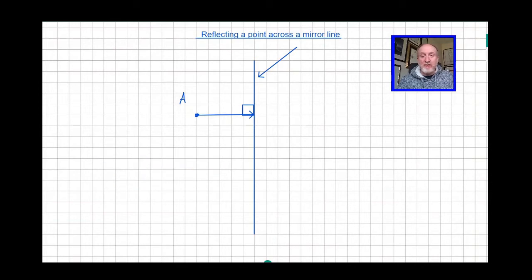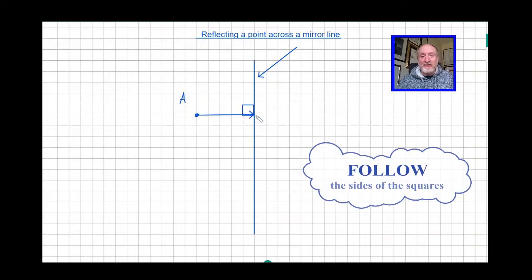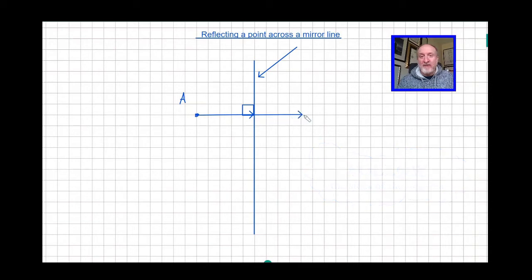Now, what am I going to do now? Well, as I counted in here, I went 1, 2, 3, 4, 5 to the mirror line, and all I do, because it's a mirror, if I mirror something, it means I copy it exactly. So I'm going to go 1, 2, 3, 4, 5 out the other side. Here we go. 1, 2, 3, 4, 5. And that point there is the mirror image, a reflection of point A. And sometimes you'll be asked to label that, and now I'm going to label this as point B.